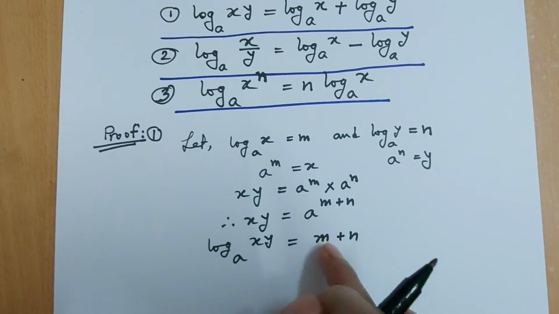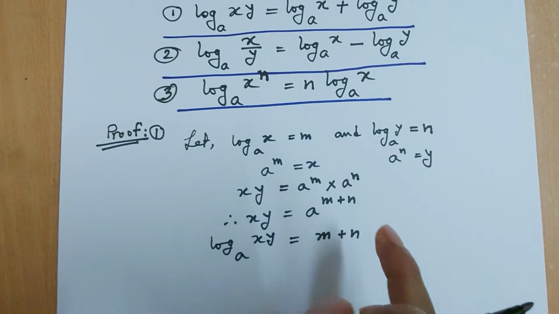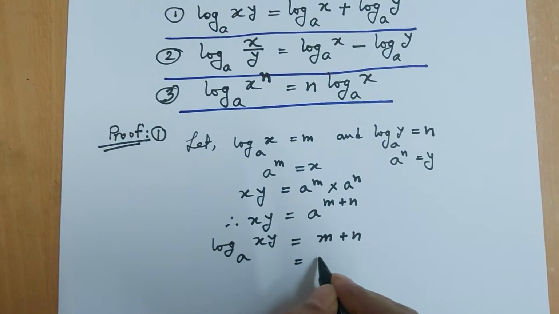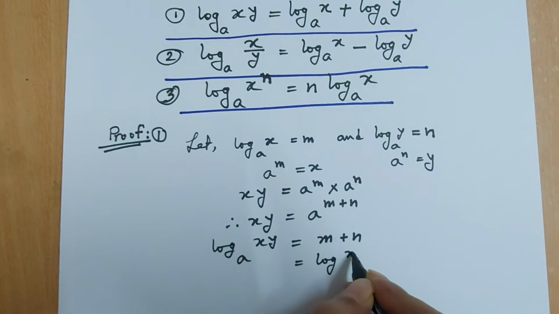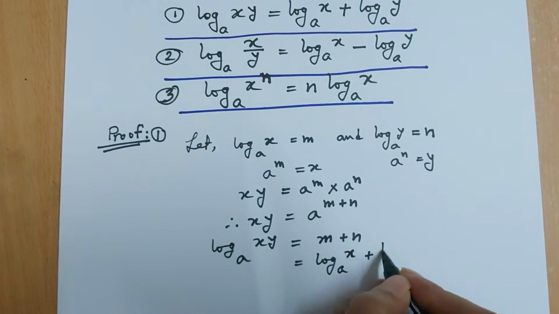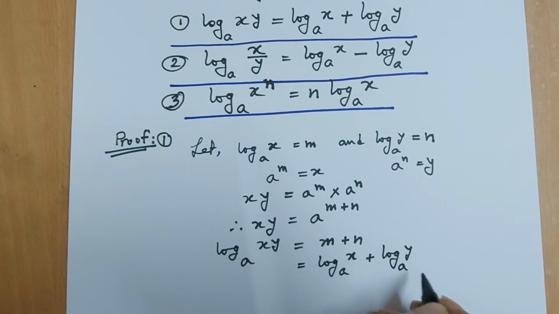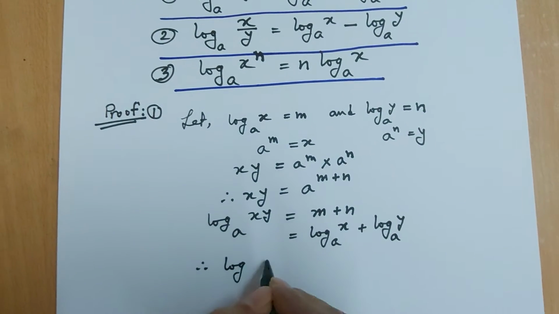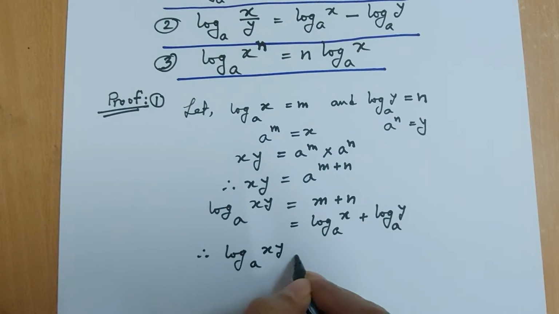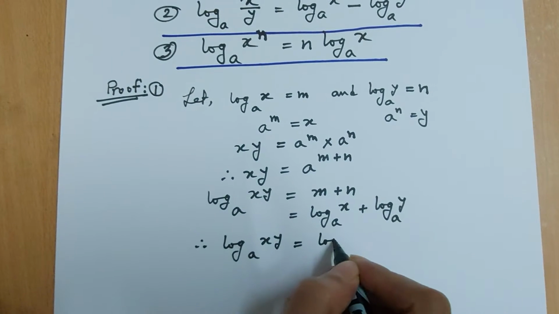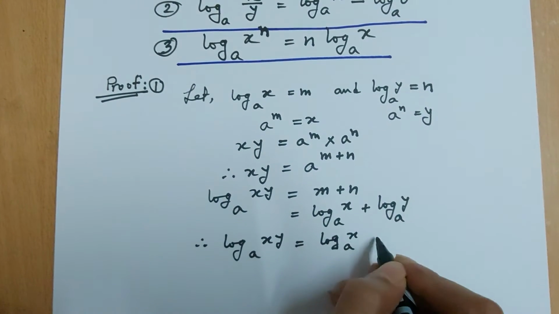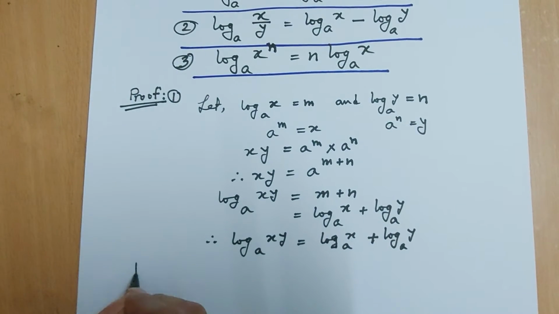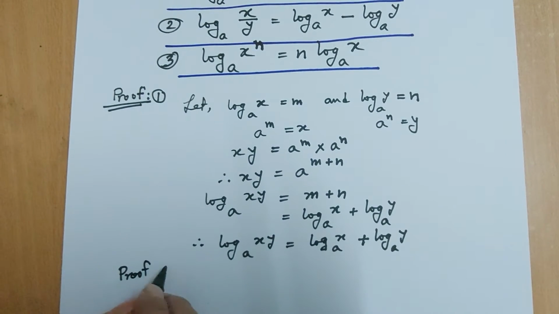Now we know m equal to log x to the base a and n equal to log y to the base a. So I am writing here log x to the base a plus log y to the base a. Therefore, log of x times y to the base a equal to, we already found, log x to the base a plus log y to the base a. Now the second one, I will prove the second one now.